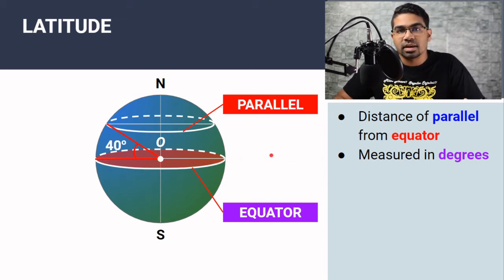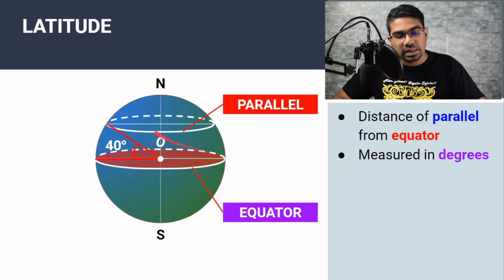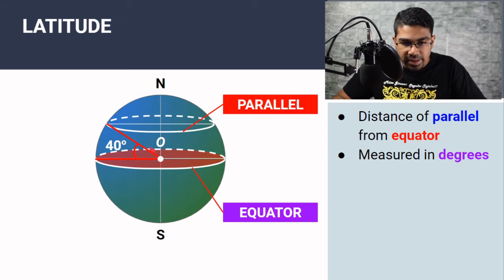So this is a case of the angle between a line and the plane. In longitudes, it was between two planes. But in latitudes, it is the angle between this line and the plane. So here the angle, let's say the angle is 40 degrees.